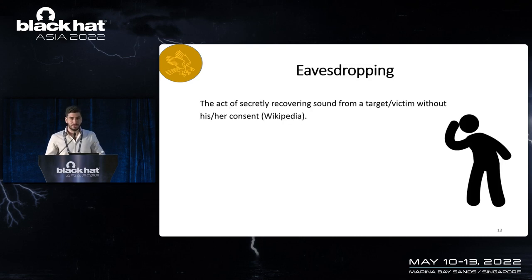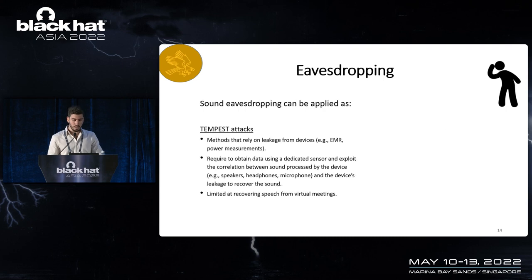So first of all, according to Wikipedia, eavesdropping is the act of secretly recovering sound from a target or a victim without his or her consent. So there are two main ways to apply sound eavesdropping. The first of them is tempest attacks. Tempest attacks are methods that rely on a leakage from a device and require obtaining data using a dedicated sensor and exploit the correlation between sound processed by the device and the device's leakage. The main disadvantage of tempest attacks is that they are limited to recovering speech only from virtual meetings.